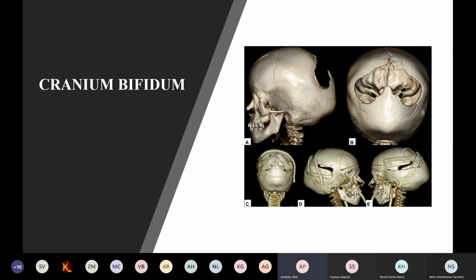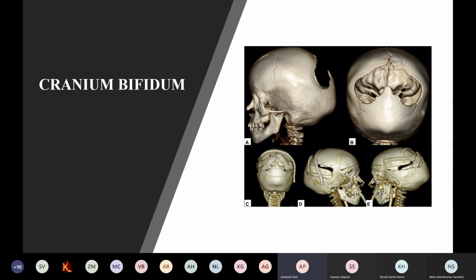Cranium bifidum means if there is a defect in the development of the cranium, you will see gaps in the cranium. This condition is called cranium bifidum. Sometimes it is only covered with the skin. You will see depressions in the skull or in the head. But sometimes the nervous tissue or meninges will protrude through this cranium bifidum.